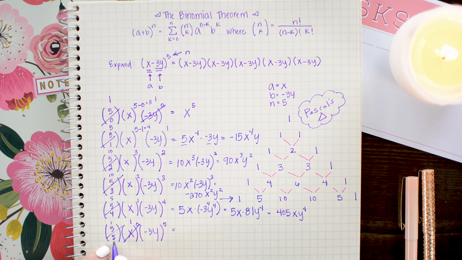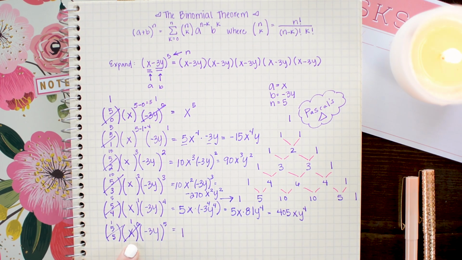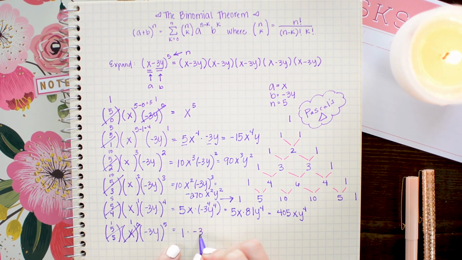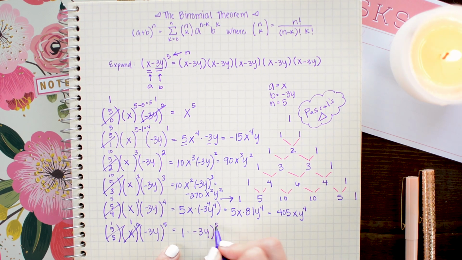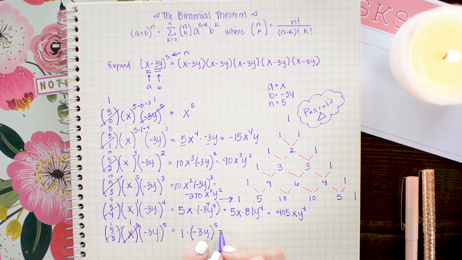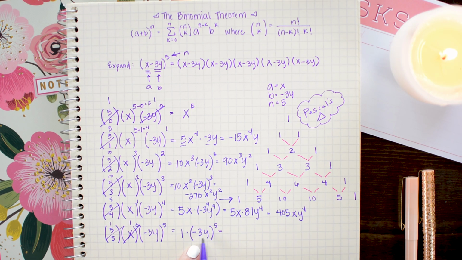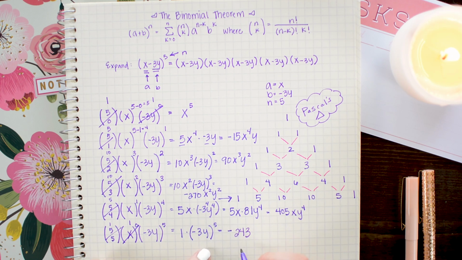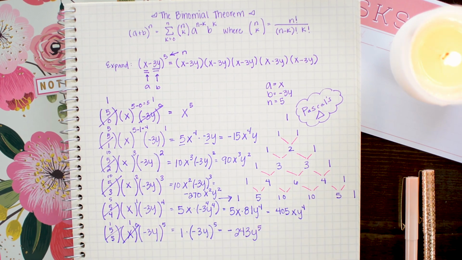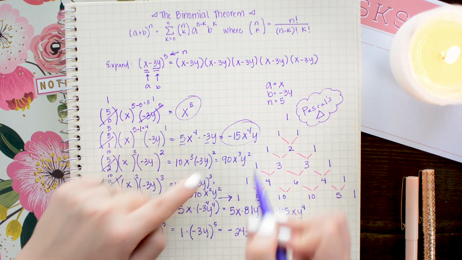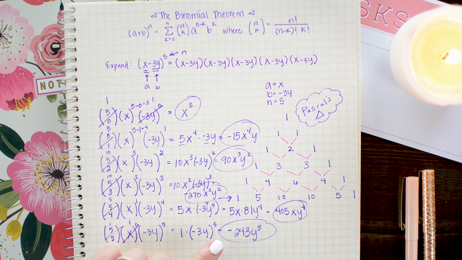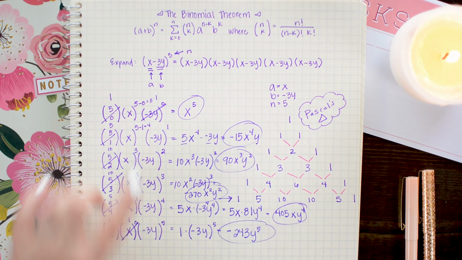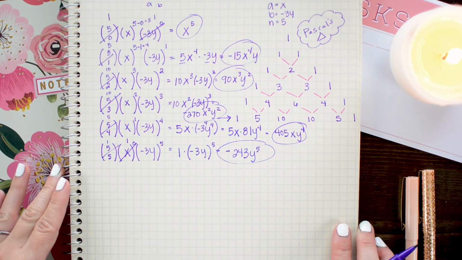And for our last term here, we have 1, the x went away, times negative 3y all to the 5th. So all I need to do here is multiply out negative 3 5 times. And for that one, you might want to pull out a calculator. When you enter it in a calculator, you get negative 243 y to the 5th. All right, so we have found all of the terms. And our last job here is just to sum them all together.